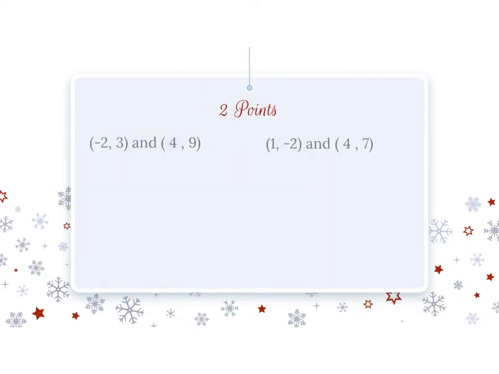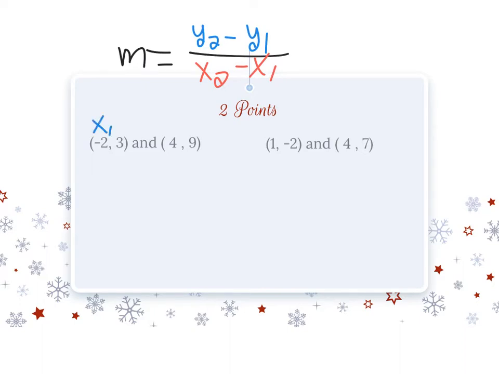Okay, so now we're going to go over 2 points with slope. So I'm going to write the formula. If we're given 2 points, the formula is y2 minus y1 over x2 minus x1. So once you write the formula down at the top of your paper, the next step is to label your points. So x1 and x2, because the first number in each ordered pair is the x. And then this is our y1 and our y2.